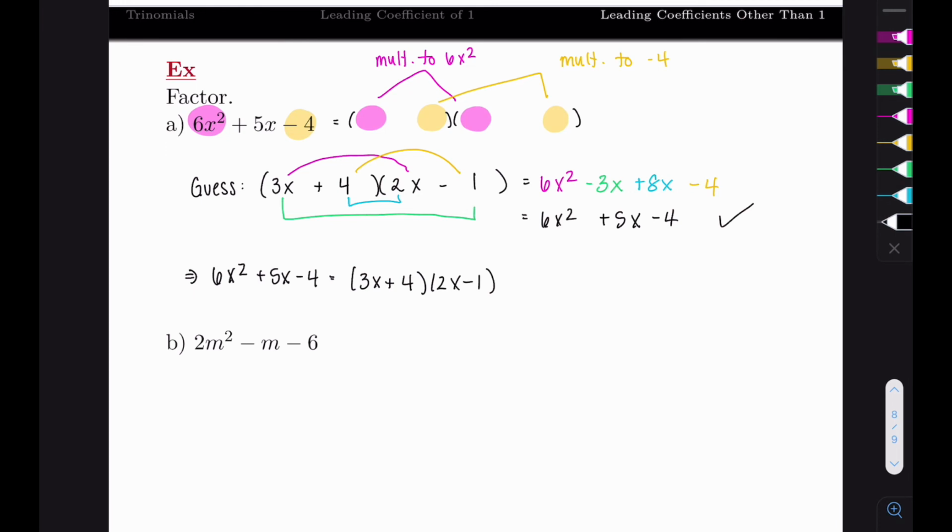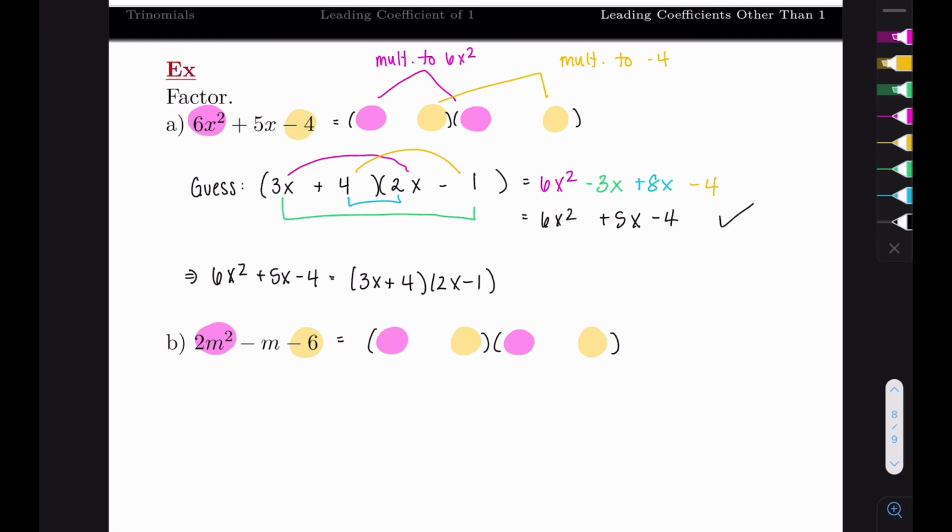So let's try a second one. Again, I'm going to preemptively set up my parentheses. And so I want my first terms to multiply to 2m squared, and I want my last terms to multiply to negative 6.